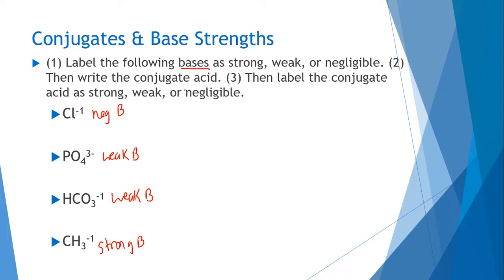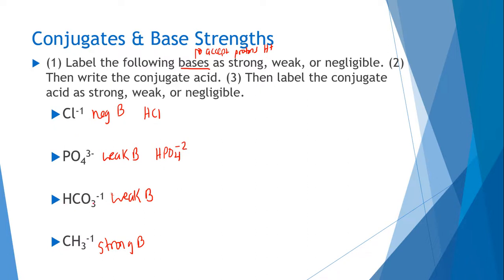Then part 2 says write the conjugate acid. So remember, if I'm a base and trying to write an acid, bases are going to accept protons or accept an H plus. So instead of Cl negative 1, I'm going to gain a hydrogen. So HCl, I'm gaining a positive charge, so this negative 1 becomes neutral. If I'm looking at phosphate, if I gain a hydrogen, HPO4, I'm gaining a positive charge, so this goes to be a negative 2 because I'm becoming more positive.